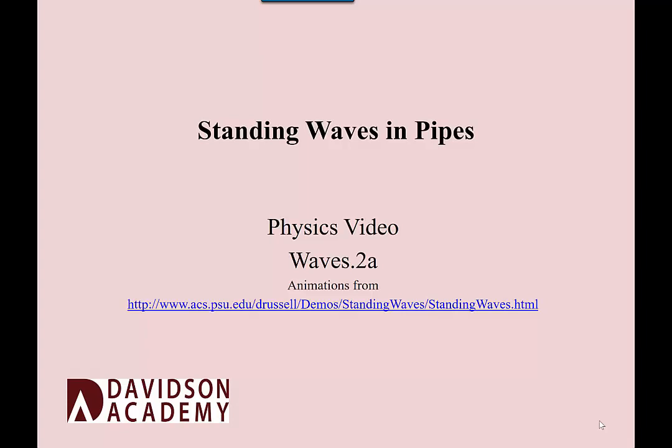However, one important difference is that on a string, it is the string itself that is vibrating, causing the waves, whereas in a pipe, it's the air column inside the pipe that is vibrating and causing the sound waves. And since we are discussing sound waves, we need to remember that we are talking about longitudinal waves and not transverse waves. Oftentimes we will represent these as transverse waves, but remember that sound waves are longitudinal.